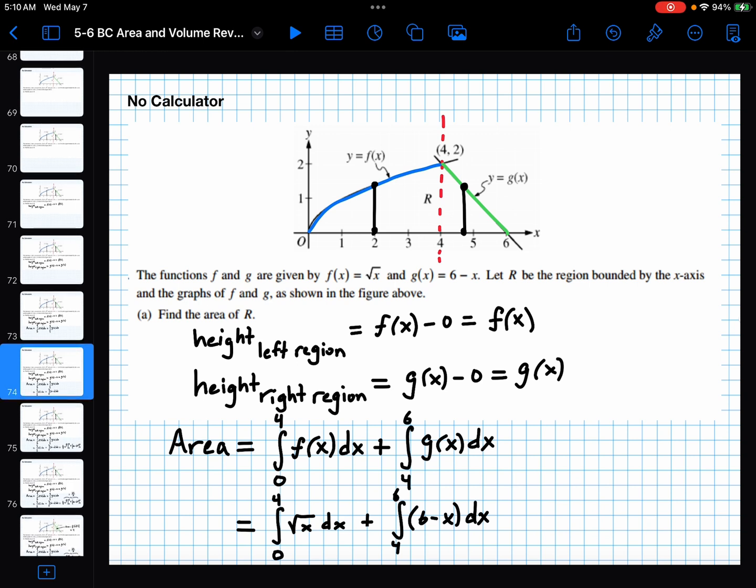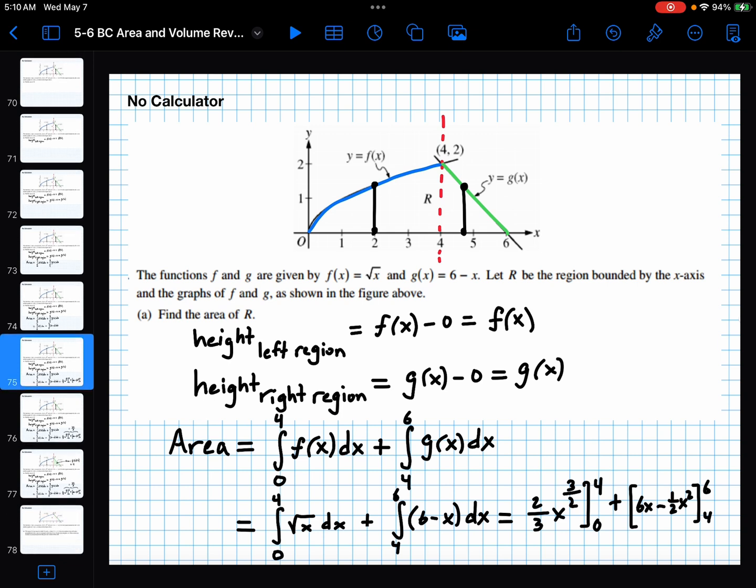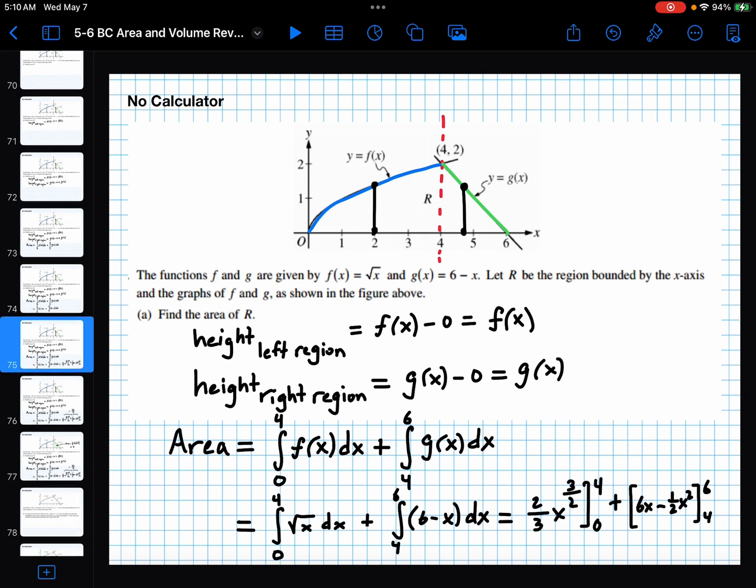So I'll create a little bit more space here in a moment, but when I antidifferentiate those things, I wind up with this. And then, of course, I have to follow the fundamental theorem of calculus: antiderivative at the upper limit minus antiderivative at the lower limit. So when I do all of that, and you could work that out on your own, you're going to wind up with 22 over 3.